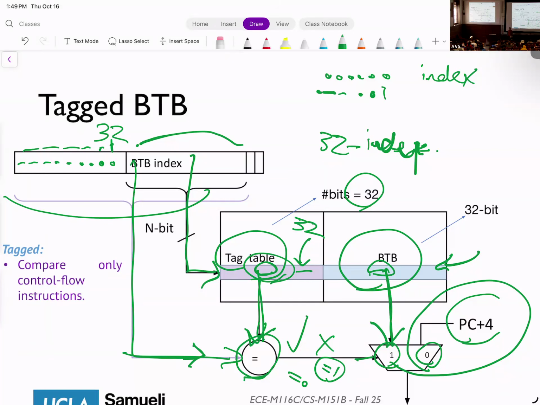Lower bits of PC. All of the bits, yes. But as I said, technically you don't need to store all the bits. You can only store 32 minus the index bits because you can always concatenate the index bits with that. But to make things simpler, assume that it's the entire 32.